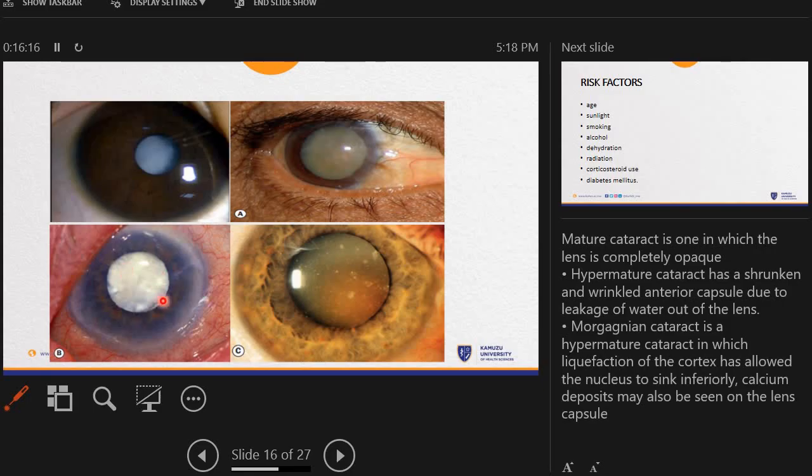This is a hypermature cataract. So it's fully opaque, but there's also some wrinkling that has occurred due to leakage of water out of the lens. The Morgagnian cataract, so there's liquefaction of the cortex, so it liquefies, and the nucleus of the lens sinks inferiorly, and you can also see some calcium deposits on the lens capsule.